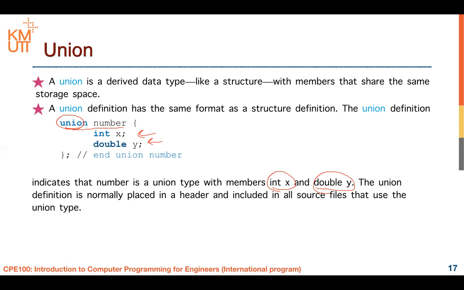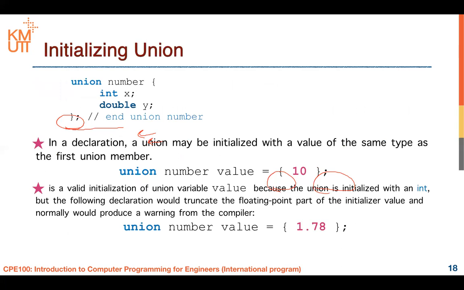And similarly, if you use Y as a double, integer X will be ignored, will be frozen. Okay, I will show you the example. This one is better to understand. So if you define union number integer X double Y like this, right? And once again, don't forget to put a semicolon here.